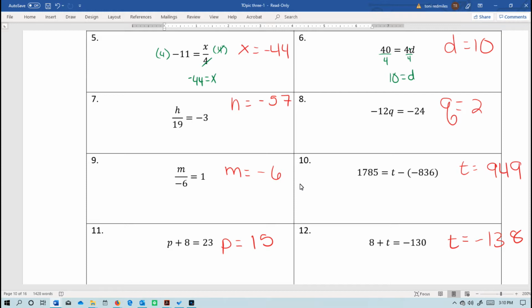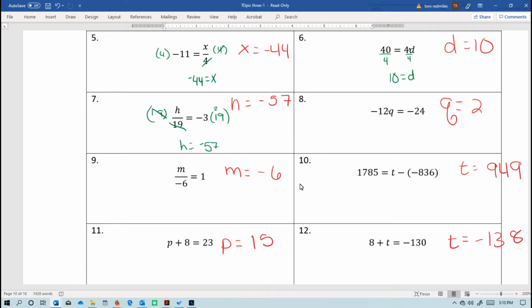All right, the 19 is dividing h, okay? So to undo it, I have to multiply. What I do to one side, gotta do to that other side, leaving me just with h. And if I multiply these, 7 carry the 2, 3, 4, 5. 19 is positive, 3 is negative. The answer is negative.